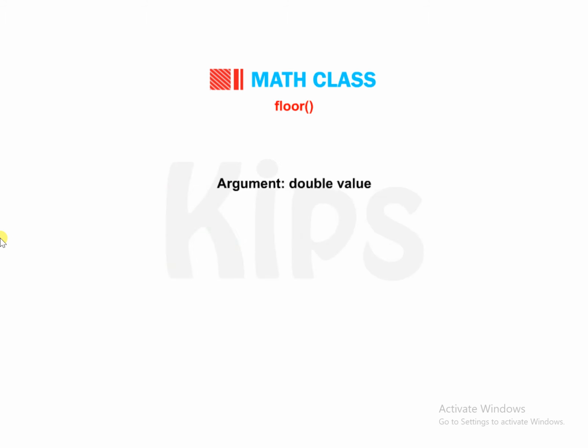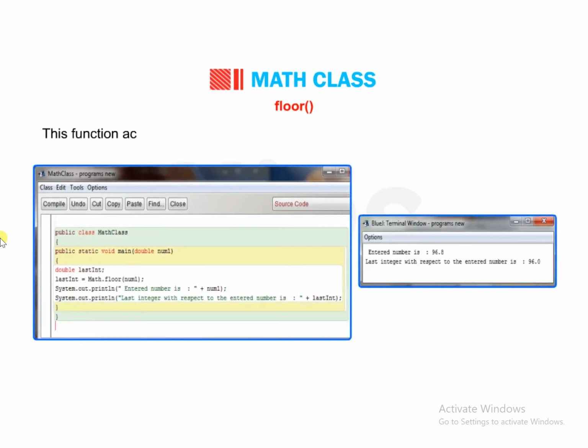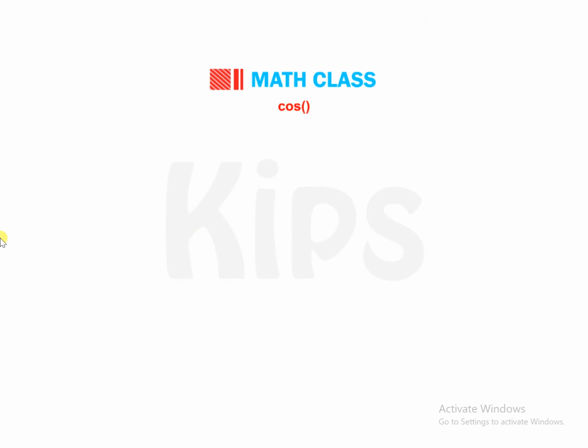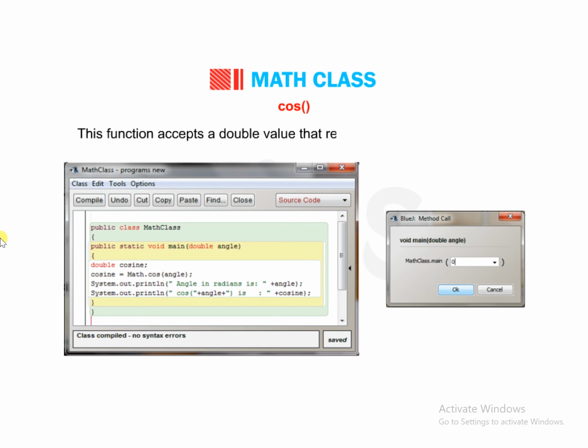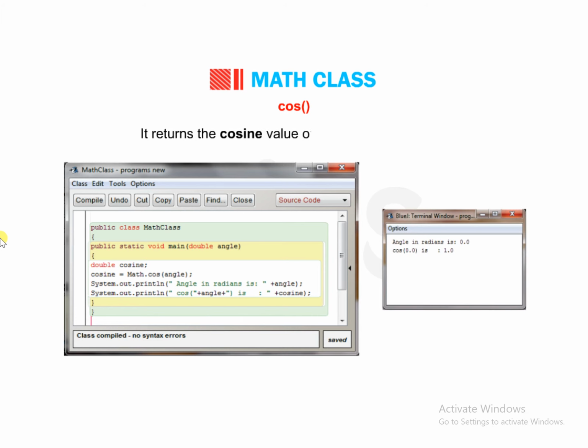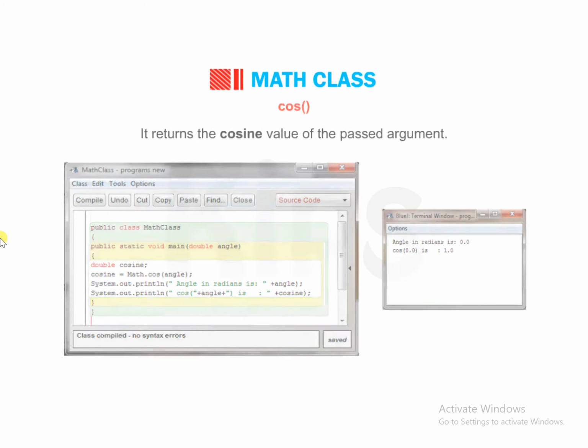floor(), argument: double value, return type: double. This function accepts a double value and returns the integer value that falls before it. It returns the integer in double format. cos(), argument: double value, return type: double. This function accepts a double value that represents an angle in radians. It returns the cosine value of the passed argument.